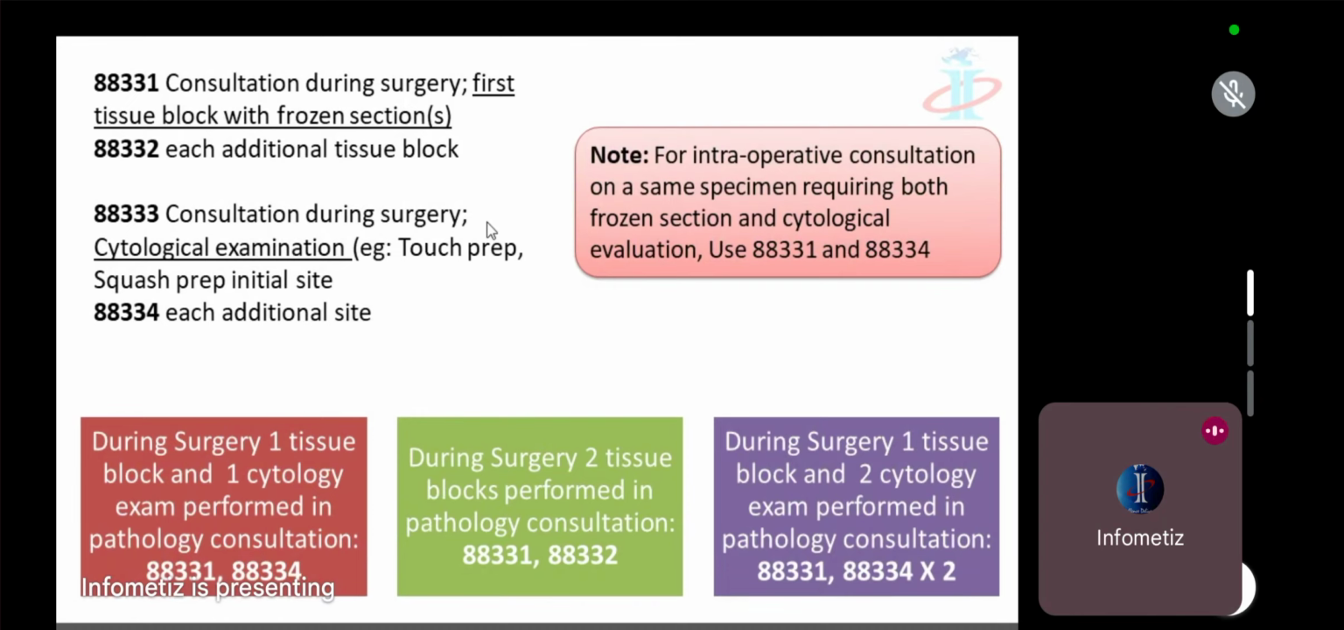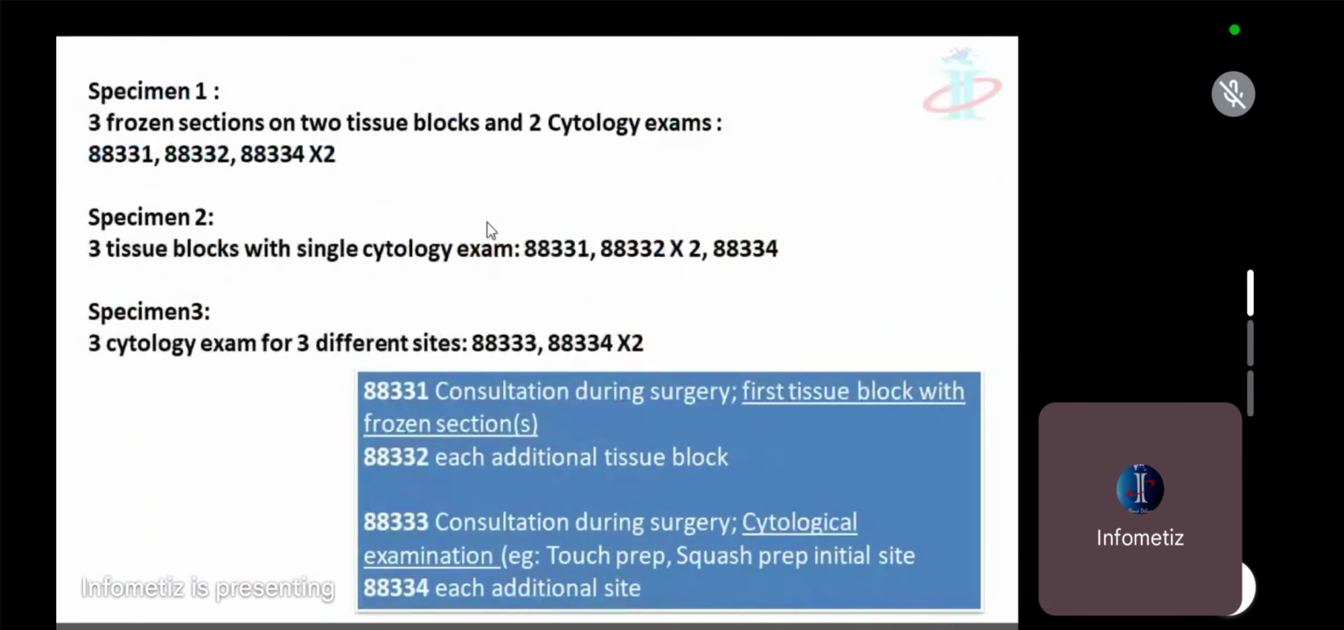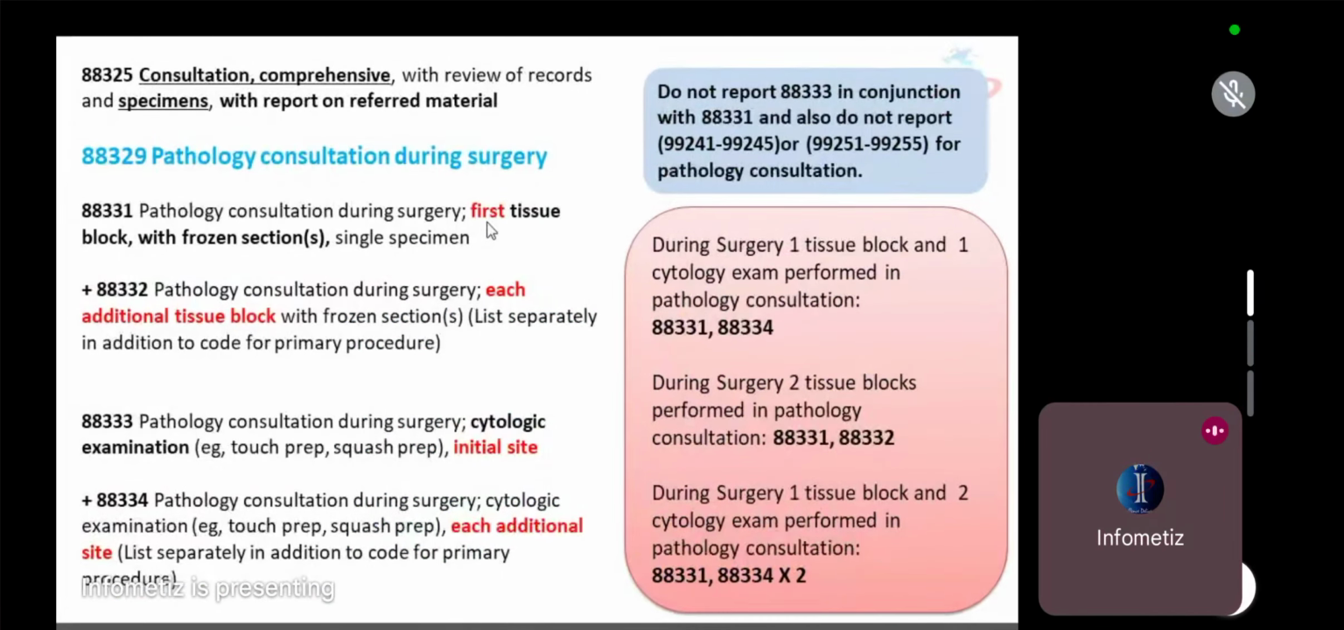Okay. So see this, how you will revise any topic. You will not read the codes. If you're revising the second time, you will not read the codes. What is 88311? Consultation first. No. You already know that is given here. You just recall the concept. When I can code this, I should not code that. Okay. So for the same specimen, I cannot report 88331 and 88333. What I will do? 88331 along with 88334. Right. What we have seen here.